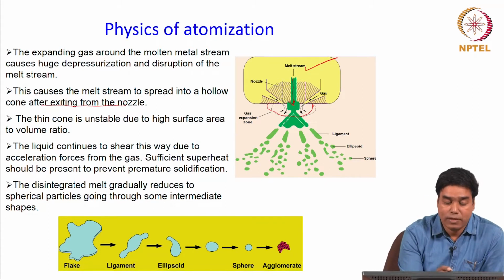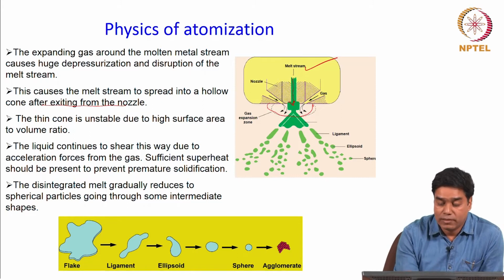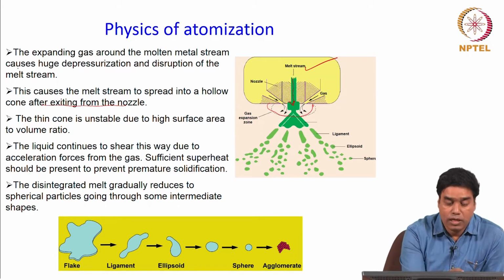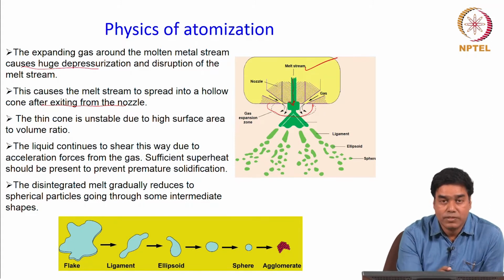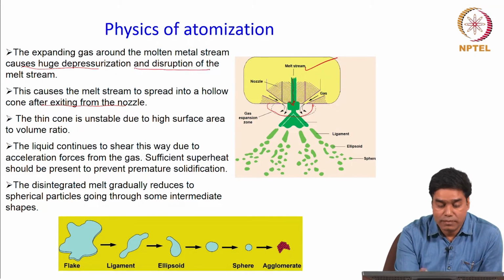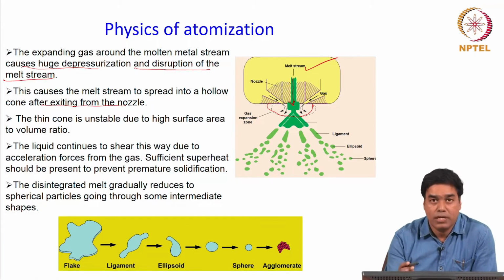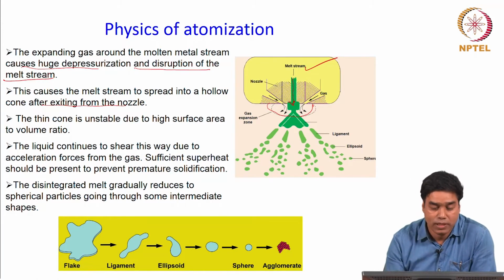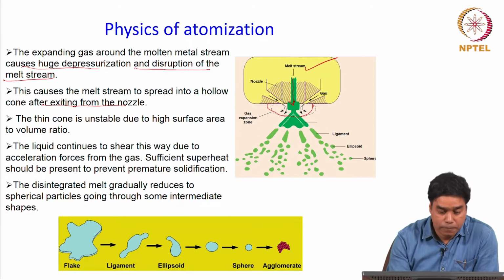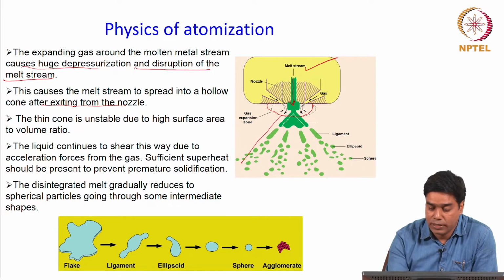Because, as I said, when this gas comes into this gas expansion zone, there is a huge depressurization that happens, and this would actually disrupt the melt stream. Okay. And due to that, the melt stream, when it comes out from the nozzle, will spread into a hollow cone, like what you can see over here, like this.